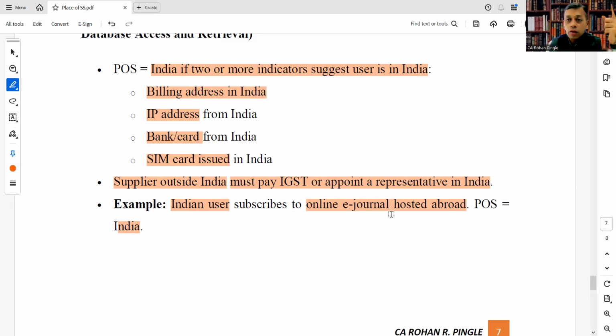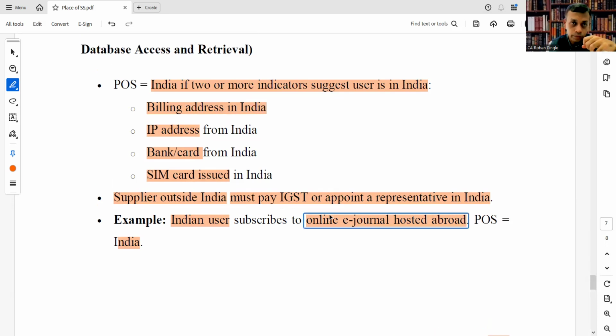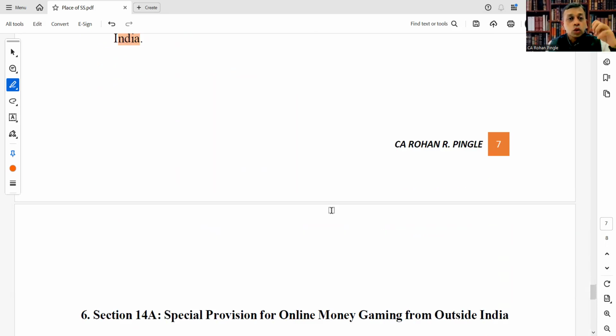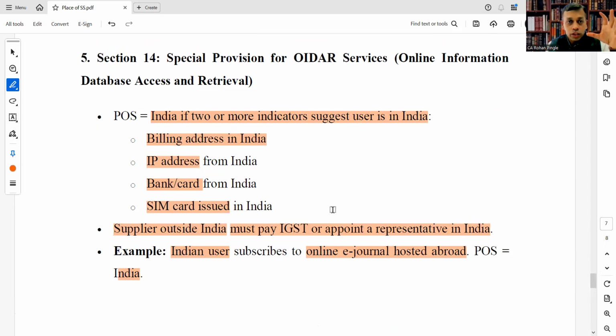The supplier is outside India, but they have to pay IGST and they have to appoint a representative in India to comply with this. Okay, so just revise it. Section 14, special provision for OIDAR services, that is online information database access and retrieval, talks about place of supply being India only if two or more indicators suggest users are in India.